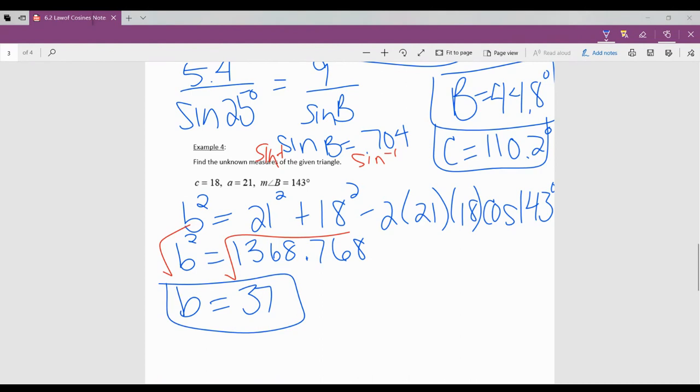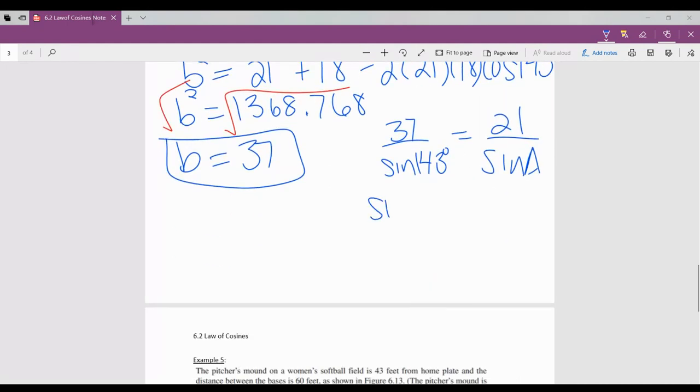All right, now once I have B, I have my pair, angle B and side B. I'm going to just erase that circle because that's blocking what the actual number is. All right, so I'm going to now jot on over to law of sines. So 37 over sine of 143 equals, and then I'm going to do A, so 21 over sine of A. Okay, so we've got 21 times sine of 143, and then I divide that by 37, and I get sine of A equals 0.3416.